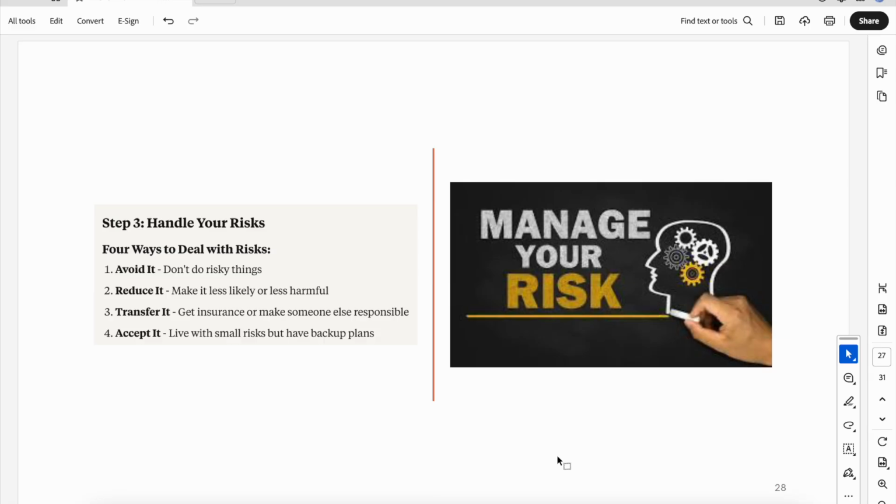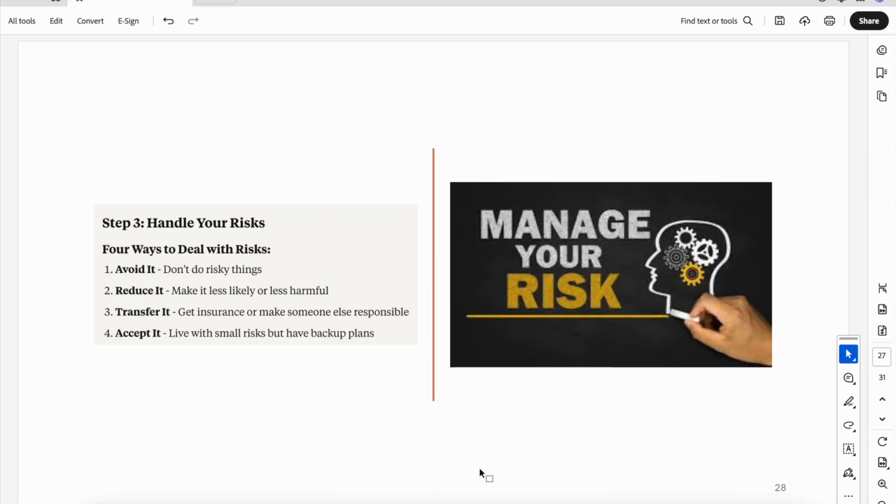Number 3, transfer it. Get insurance or make someone else responsible. For example, purchase equipment service contracts. Number 4, accept it. Live with small risks but have backup plans. For example, accept minor supply fluctuations but maintain adequate inventory.